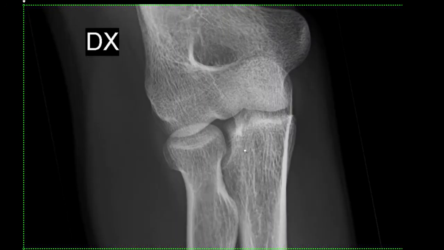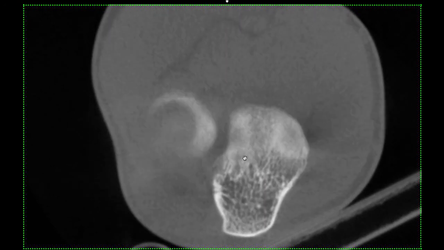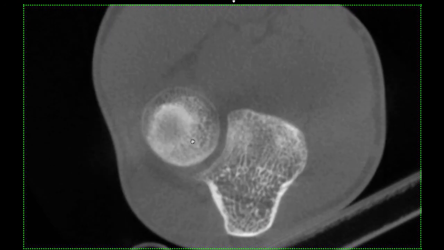So I wrote in the report that it was a really big effusion in the elbow joint, so they should maybe consider doing a CT to see whether there's a fracture or not. And we did a CT. Here's the CT for this patient, and if I scroll down, here is the radial head coming up. And now look really carefully.